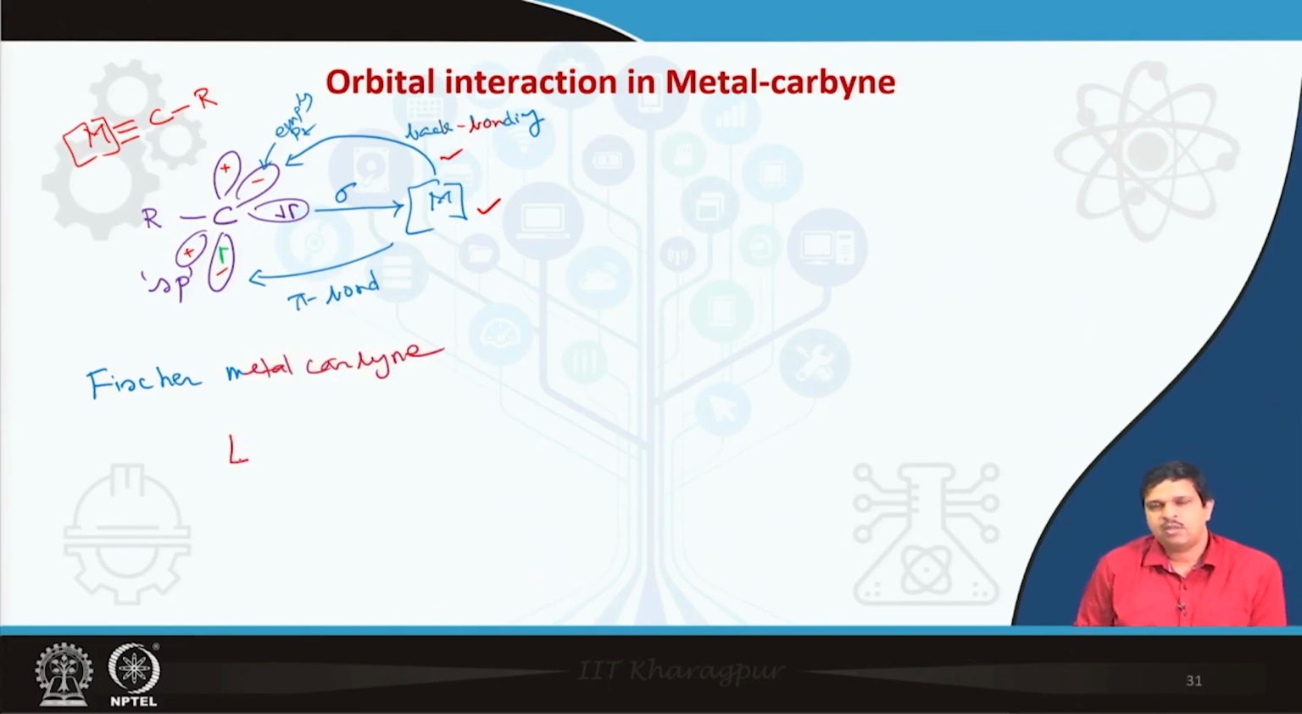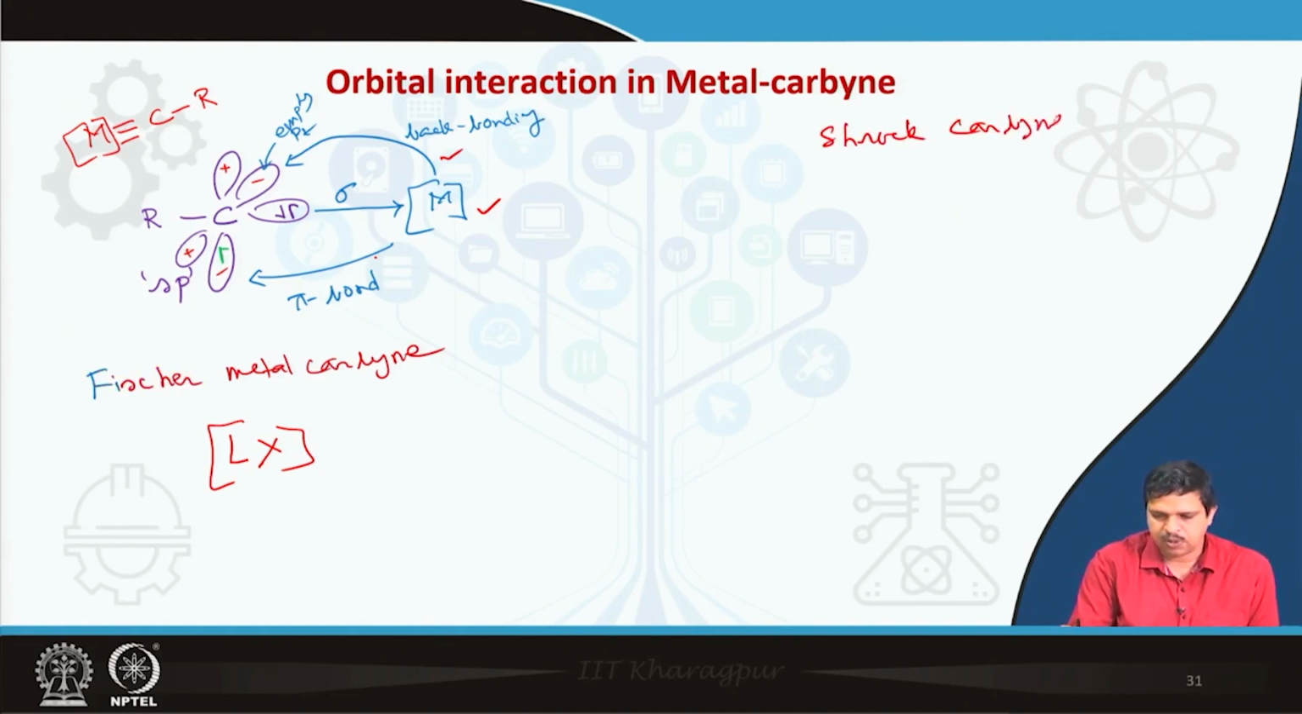So if you consider up to this one, it is basically an L type of ligand, the neutral ligand, just like a Fischer carbene. And if you consider the pi bond, this is basically LX. So that's why the carbene is regarded as an LX type ligand in Fischer metal carbene complexes. Now you consider the Schrock type of carbyne complexes.